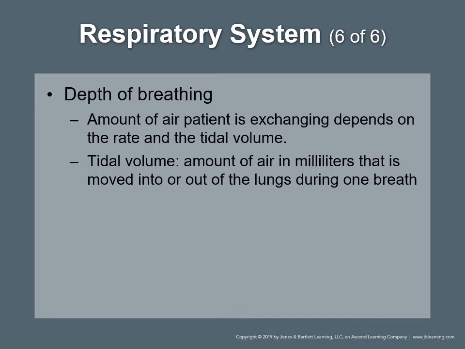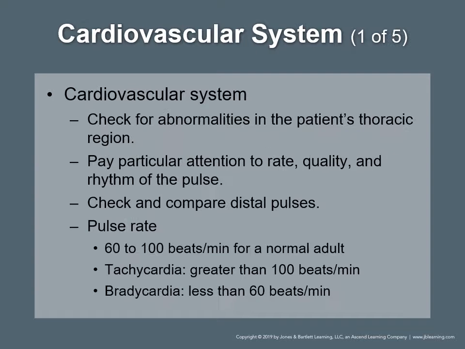Okay, so the next stuff that we're going to talk about is how to assess the cardiovascular system. When a chief complaint is chest pain or discomfort, check for any abnormalities in their cardiovascular or chest region. This also includes assessing, remember, the abdomen and the respiratory system. So you're going to listen for breath sounds. You can listen to heart tones too.